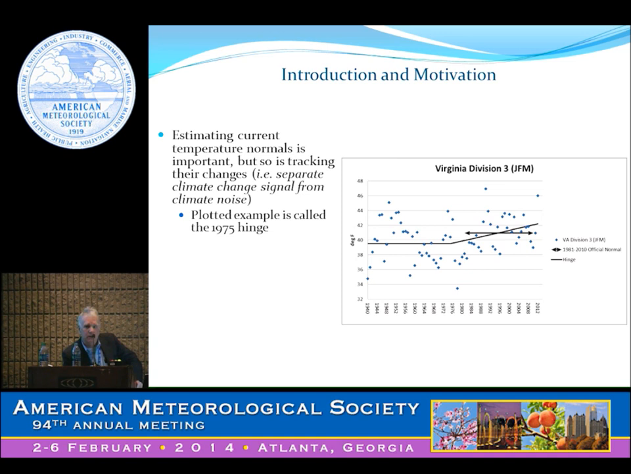Okay, so estimating the current normal obviously is important, but so is tracking their changes. And one of the reasons that you might want to track how the normal is changing is to separate the climate change signal from climate noise. Here's another example where the 30-year normal and the 1975 hinge are fitted to Virginia Division 3 data for the wintertime, for the January through March period. Now, the objective of tracking is that you want to get the best, most relevant estimates of a number of different things.